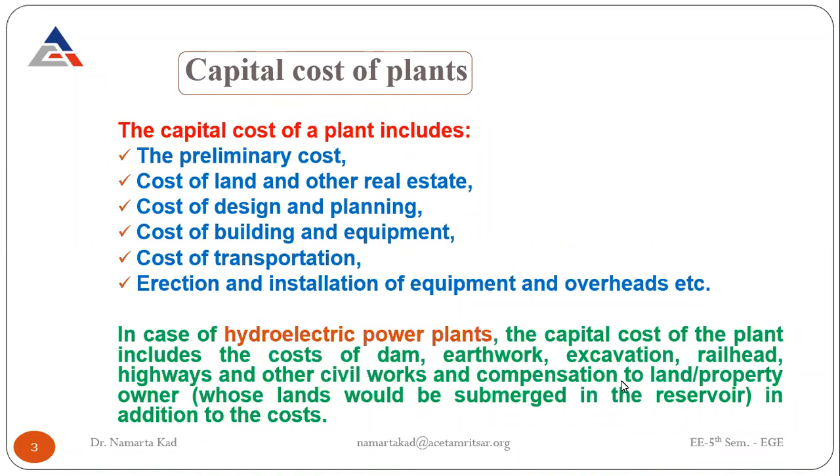And also compensation to the land owners whose land would be submerged in the reservoir. Okay, whose land comes under the area where the reservoir is to be planned. So the compensation is given to those landowners also. So this is all the additional cost for the hydroelectric power plants.